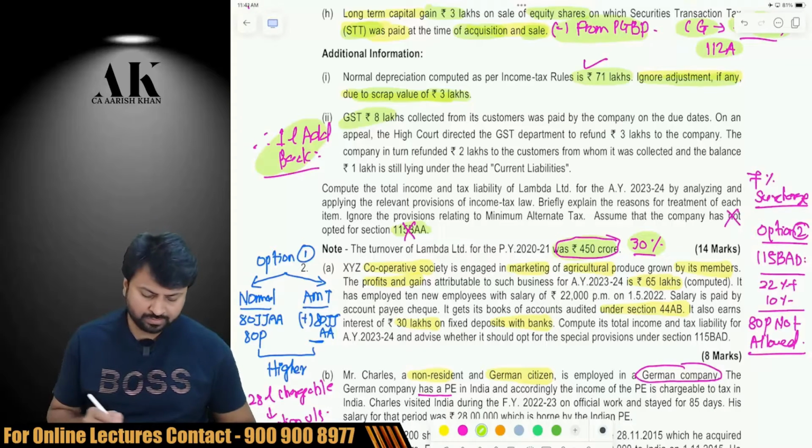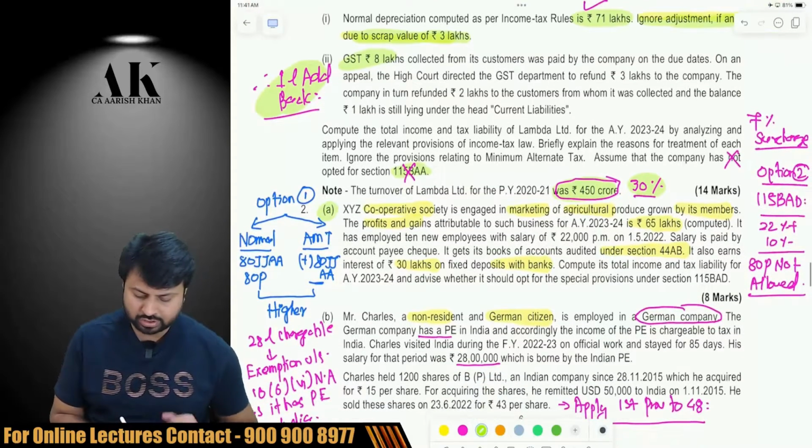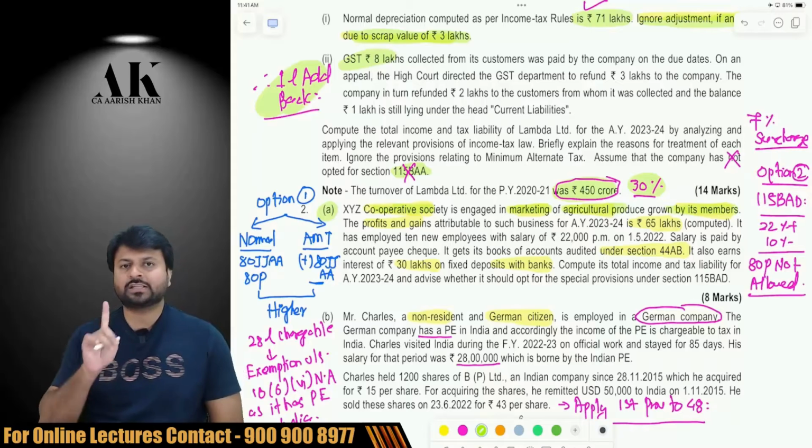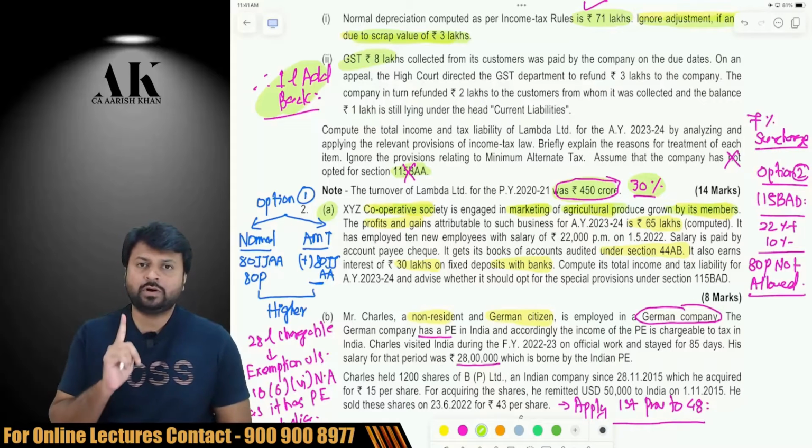So let's move on to question number 2 now. 2A, it's a beautiful question. It's a question on cooperative society. A cooperative society is there which is engaged in marketing of agricultural produce grown by its members. So such kind of cooperative societies are eligible for deduction under 80P. 80P, they are eligible. Okay.